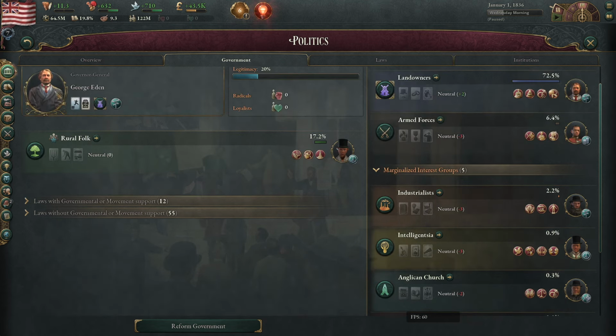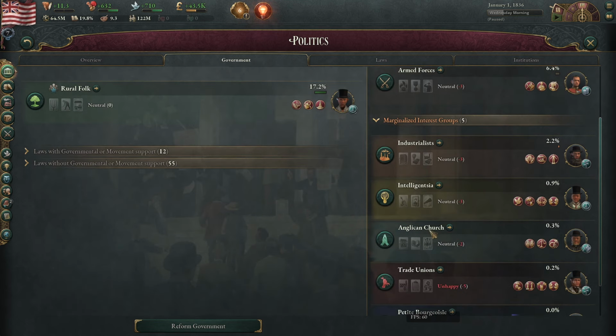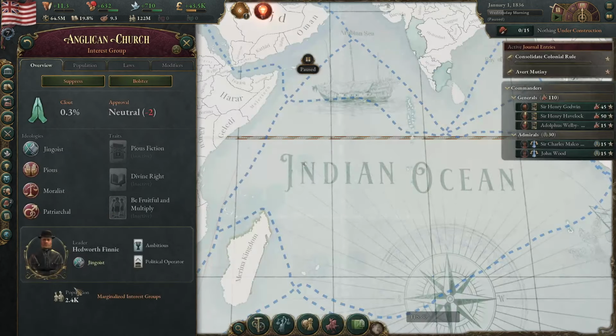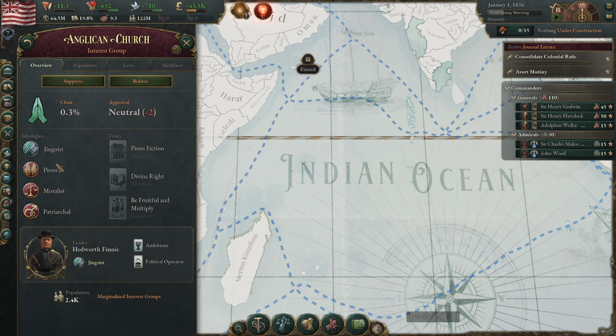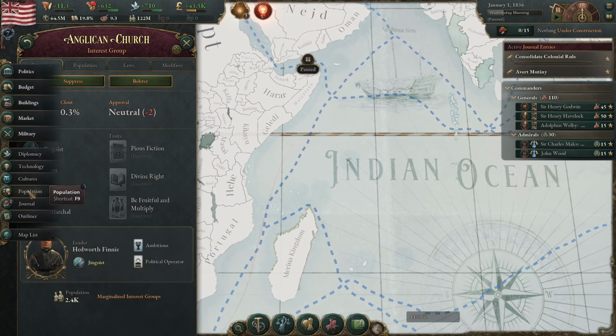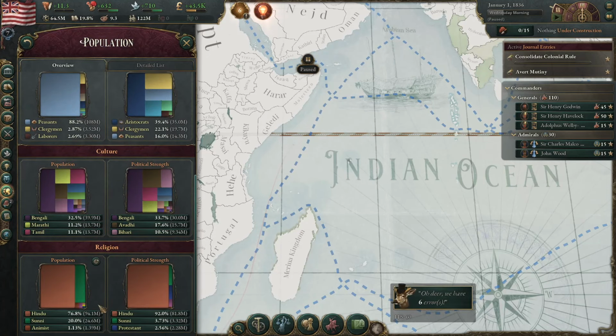One of the things that's weird about you as the EIC in comparison to other countries that start with a powerful landowner, you cannot rely on the Anglican Church to help you, because the Anglican Church, just like all other devout, is going to make it so that only pops that follow the state religion are going to be able to associate with the Anglican Church. And guess what's up with your state religion over here, right? Let's look at our religion. Where are the Protestants here? There's none of them. There's a little bit in terms of political strength, but they're not even the dominant force.